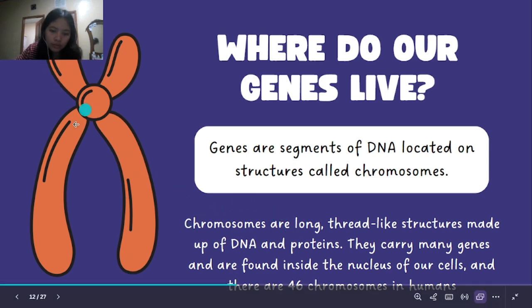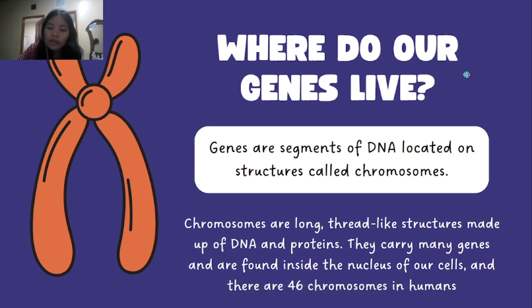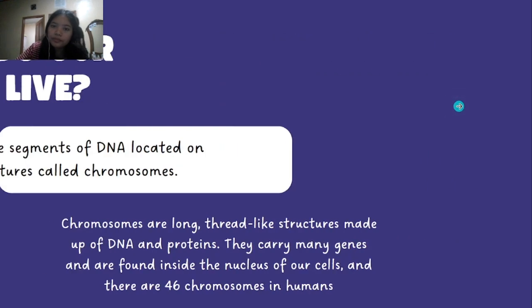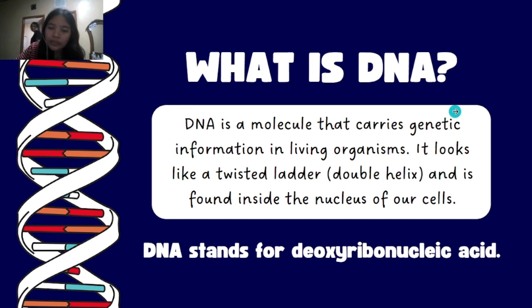This is the picture of chromosomes. Chromosomes are long, thread-like structures made up of DNA and proteins. They carry many genes and are found inside the nucleus of our cells, and there are 46 chromosomes in humans. What is DNA? DNA is a molecule that carries genetic information in living organisms. It looks like a twisted ladder or double helix and is found inside the nucleus of our cells. DNA stands for deoxyribonucleic acid.